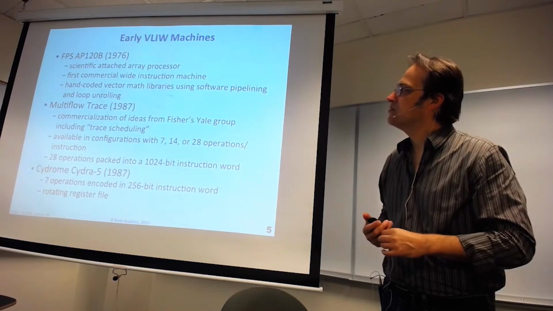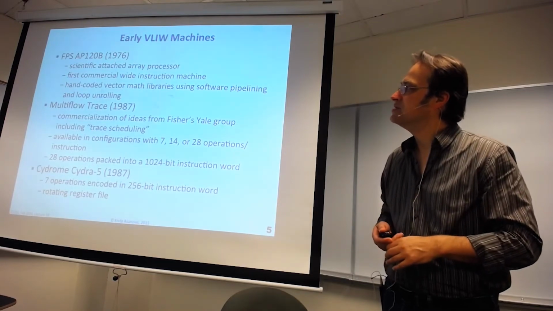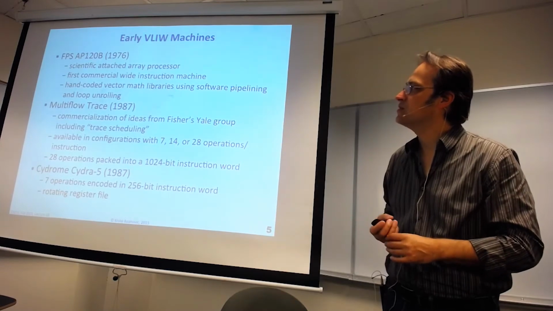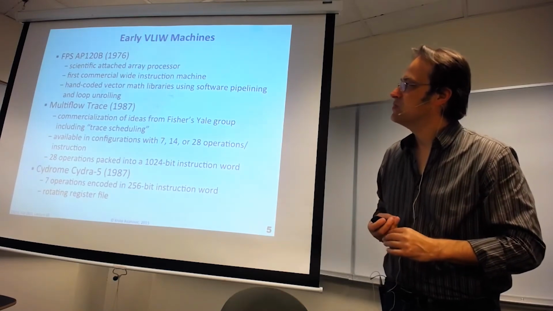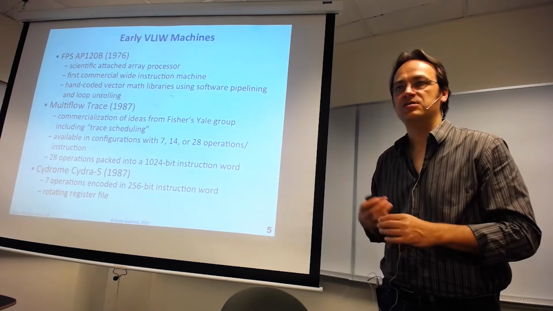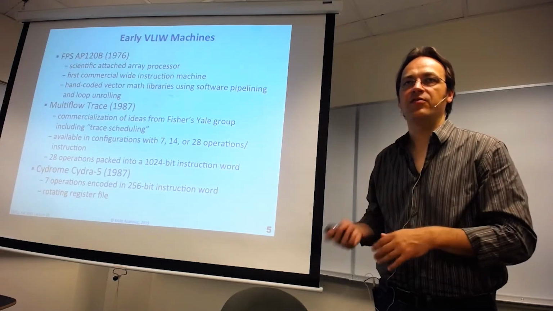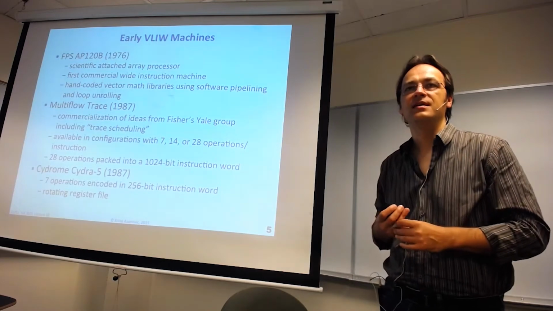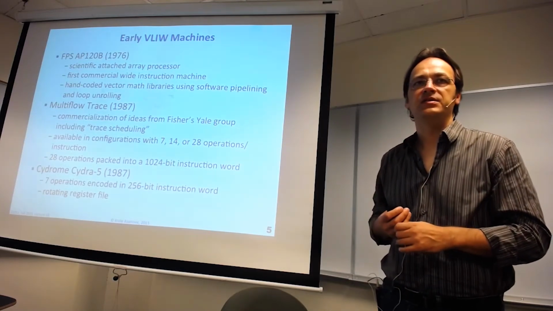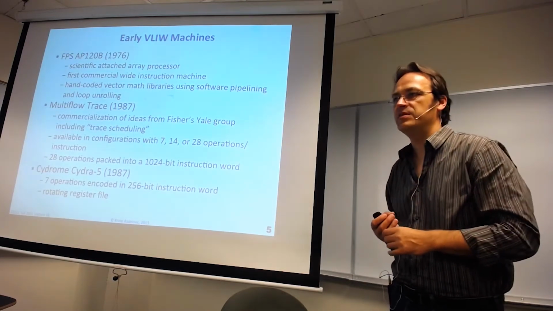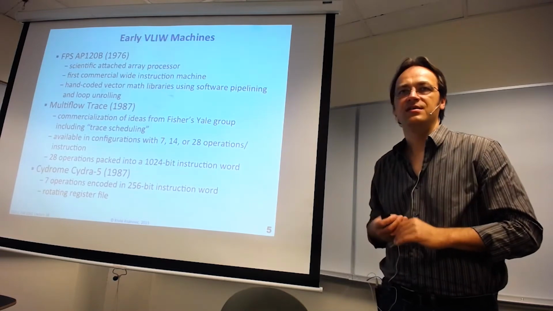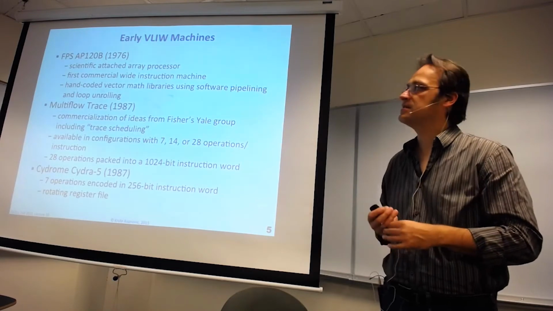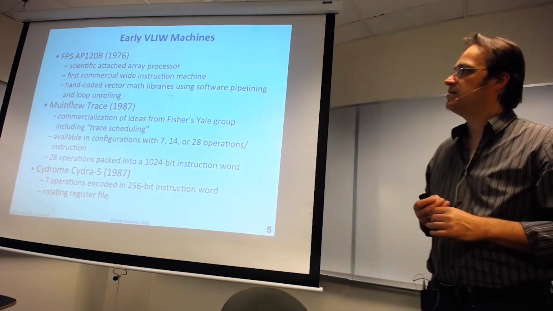The earliest style of machine in this style was the Floating Point Systems AP120B. And this was sold as an attached processor. So it was an accelerator for a regular processor. The idea of accelerators is very old. It goes back a long time. And this is an early example. The way you used this machine was they provided it with a bunch of hand-coded math libraries. So you buy this thing, and you would code your application in terms of those pre-existing libraries that drove this array processor.